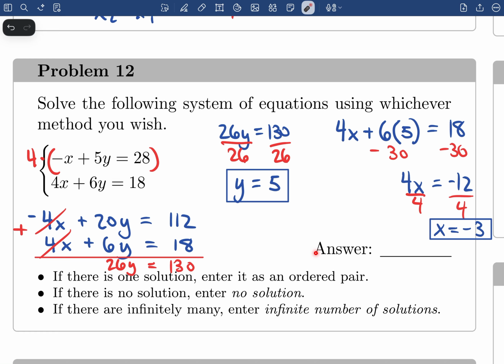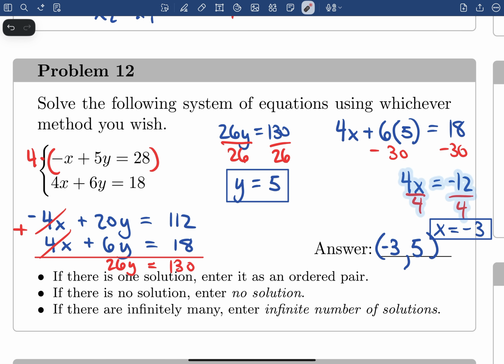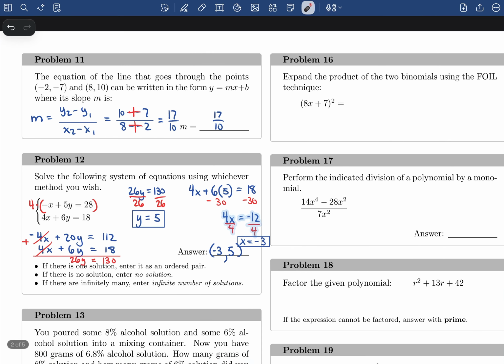And when I write my answer, I type it as an ordered pair, an xy coordinate. So I create parentheses with a comma. I put the x value first and the y value second. And that's how I report my answer. Negative 3, comma 5 in parentheses, separated by a comma. That's an ordered pair. Great.